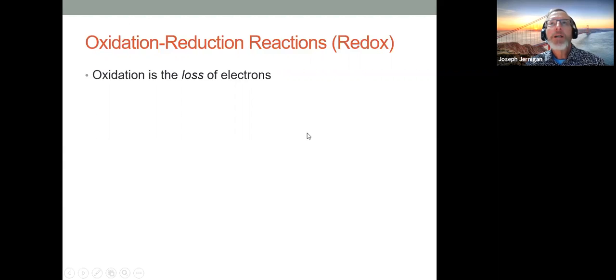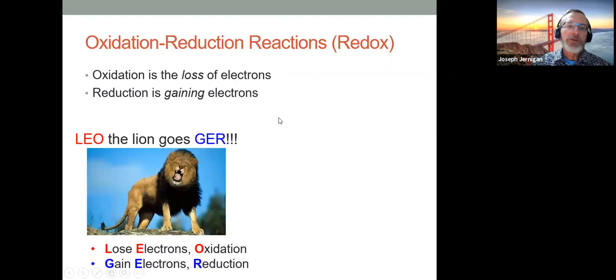So oxidation reduction reactions. Oxidation is the loss of electrons. Reduction is the gaining of electrons, okay? And this is a little way that one can use to think about it or to remember it. Leo the lion goes grr, right? Lose electrons through oxidation, LEO. Gain electrons through reduction, grr.